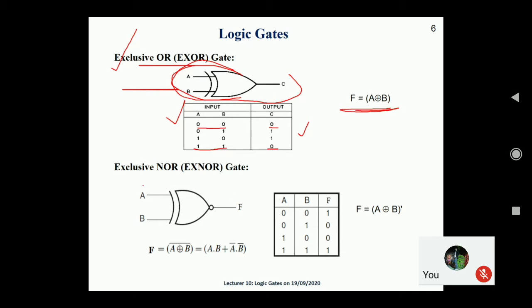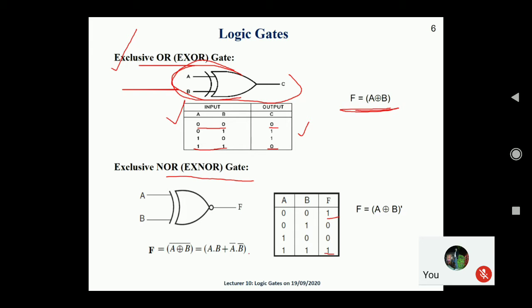Next one is called the exclusive NOR gate. It is called the XNOR gate. So what does the XNOR gate mean? If an even number of ones occurs, and also an even number of zeros occurs, then the output is 1.